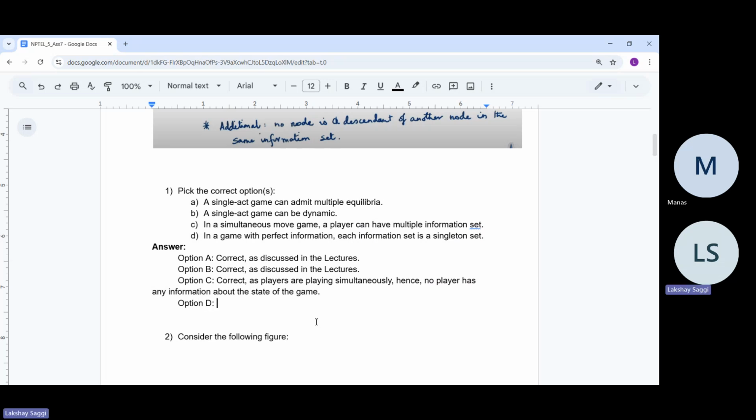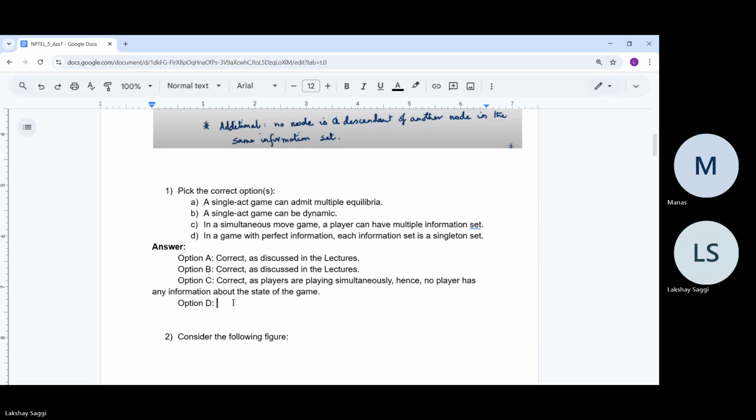So then option D is, in a game with perfect information, each information set is a singleton set. So this was also discussed in the lectures. So what's a game with perfect information? In a game with perfect information, every player knows what has occurred already in the game so far. So what this means is every player is actually able to distinguish between every pair of nodes, whether the game is currently at one node or the other node, because everyone has all the information.